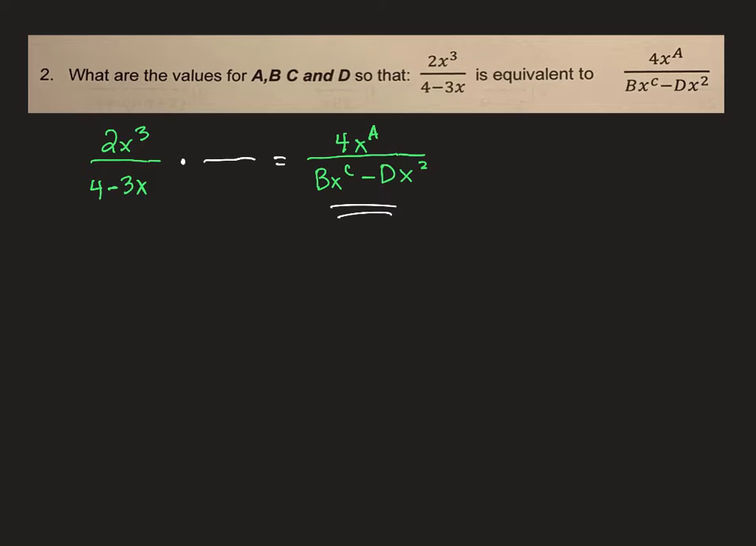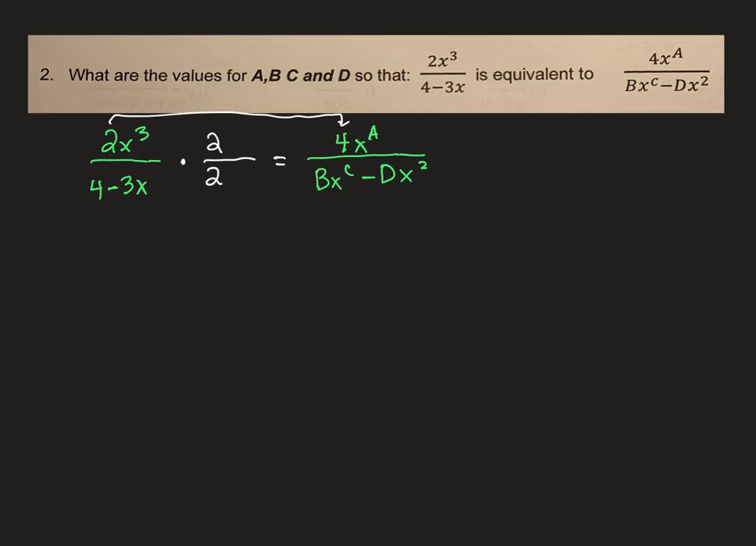So first of all, let's look at the numbers. We know that the numerator changed from 2x cubed to 4x to the something. So 2 to 4 probably meant that they multiplied by 2. Now, possibly an x as well, we don't know yet. But we're going to multiply by 2, top and bottom, whatever you do to the top, do to the bottom.